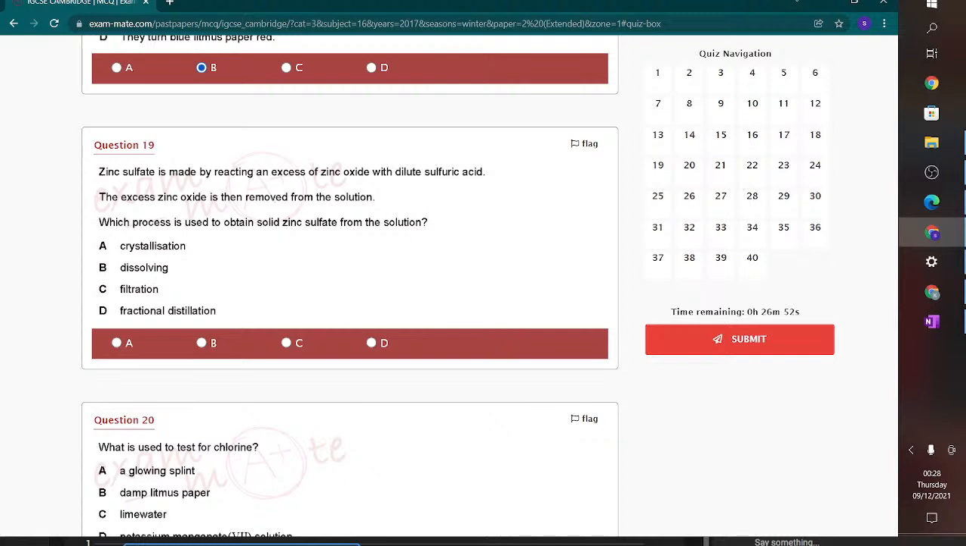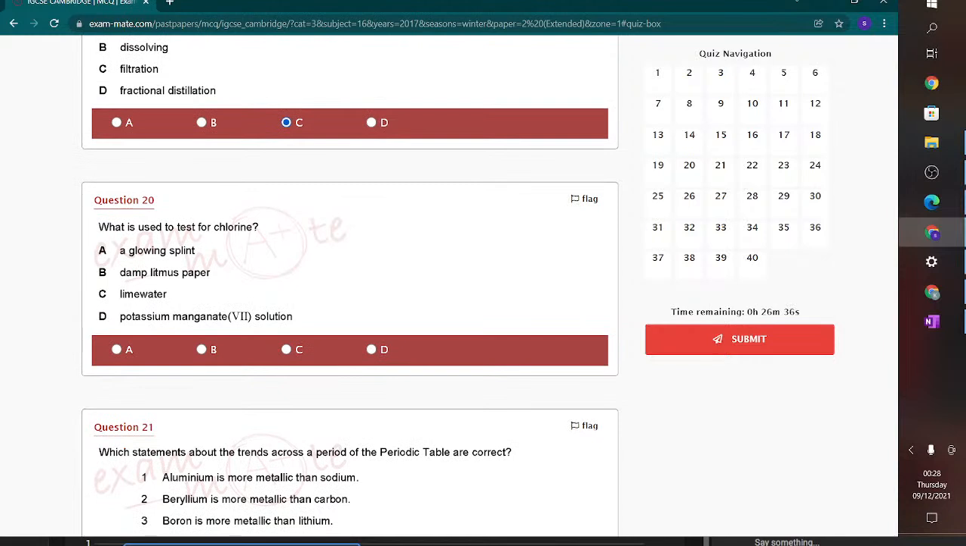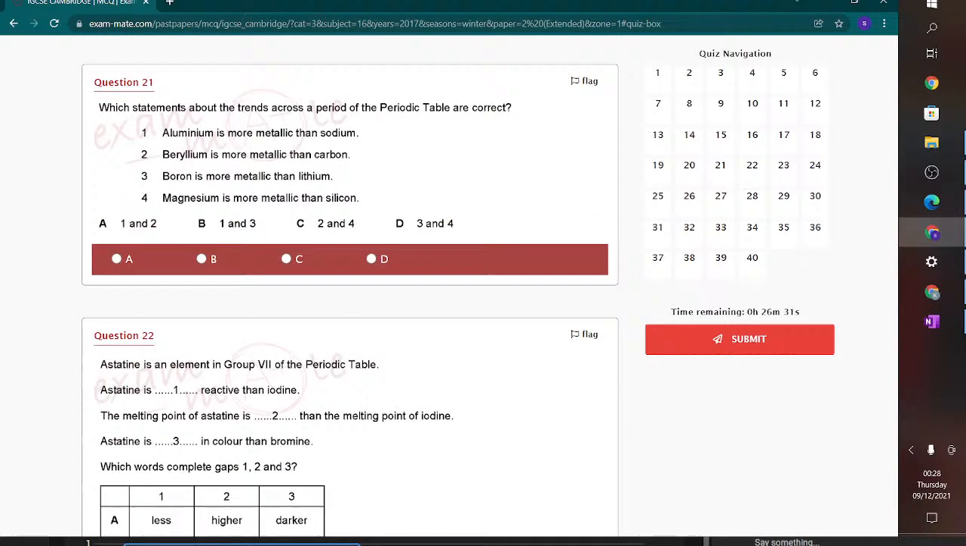The aim is to obtain solid zinc sulfate. If zinc sulfate is solid in nature, then it is insoluble. Zinc oxide is soluble there, but still, it's filtration. What is used to test for chlorine? Damp litmus paper.